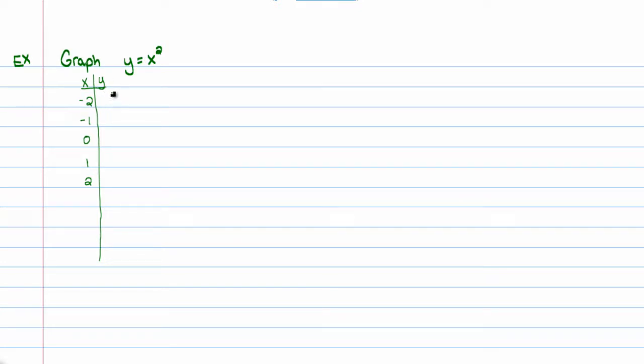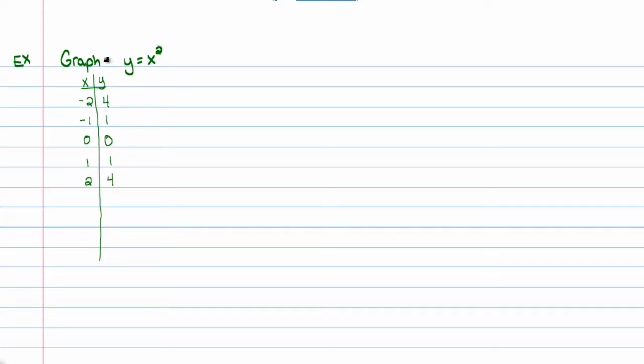It's easy to see that when I plug in -2 for x, y will be positive 4. When I plug a -1 in for x, y will be positive 1. When I plug in 0 for x, I get 0 for y, and then 1 for x leads to 1 for y, and 2 for x leads to 4 for y.